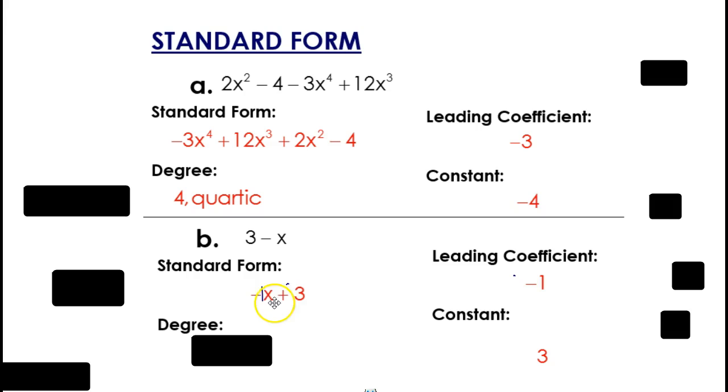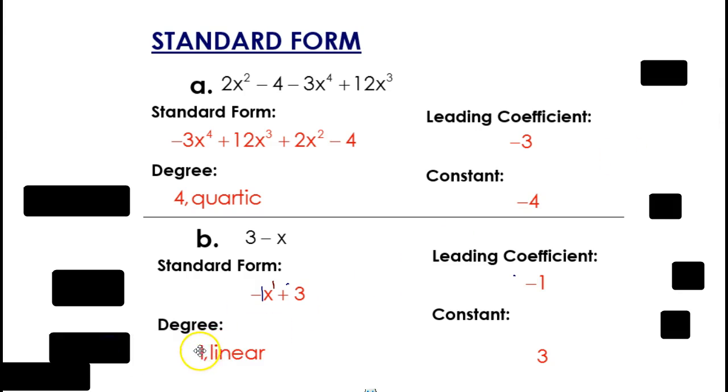And the degree, well, again, the biggest exponent is not listed, but what is it understood to be? It's understood to be a 1. Anytime you have an x by itself, it's understood to have an exponent of 1. So that would be a first degree, a degree of 1, and we would call this a linear function since it has a degree of 1.